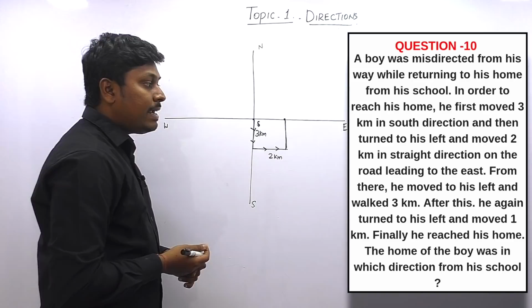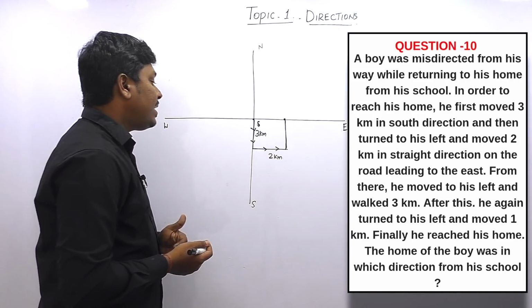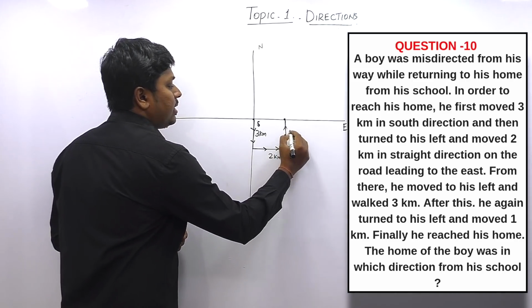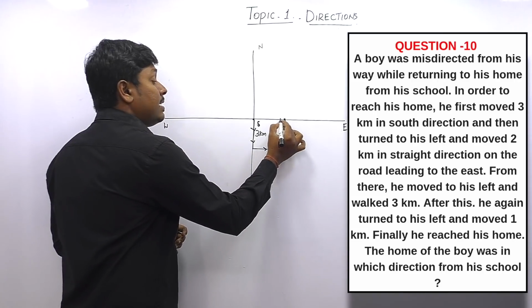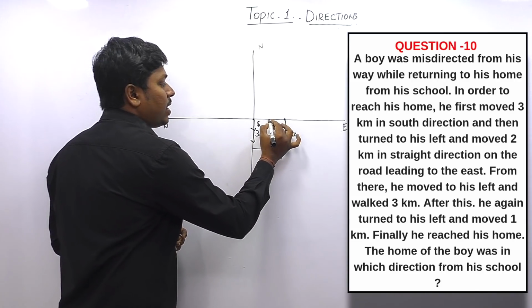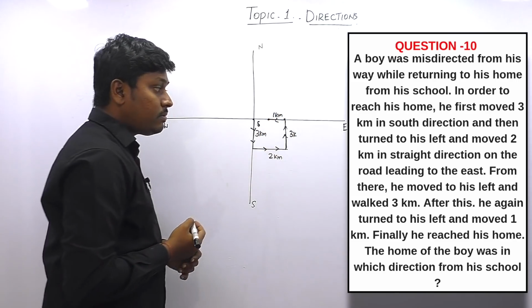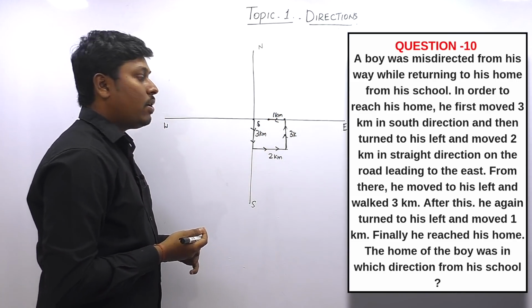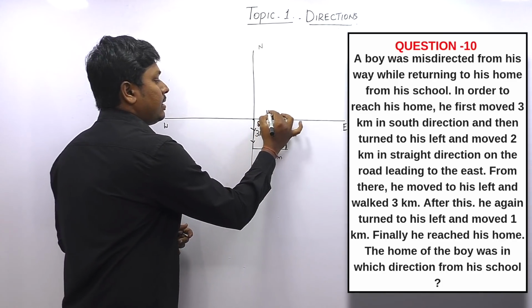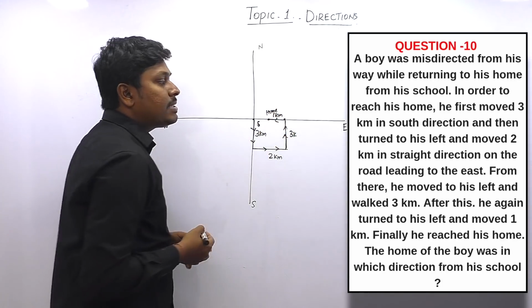After this, he again turned to his left and moved 1 kilometer. So from this point, he is walking 3 kilometers. After this, he is turning a left turn. Left turn will be this side and he is walking 1 kilometer. So this will be 1 kilometer. Finally, he reaches his home. Okay, so what they are saying is, he finally reaches home and this will be the starting point.